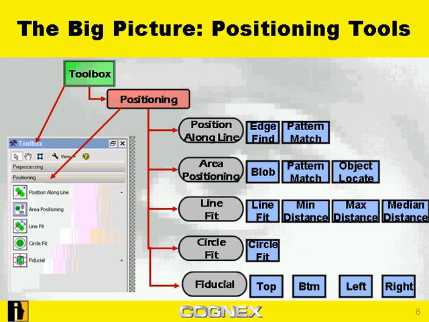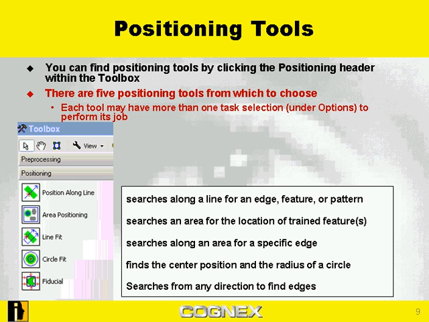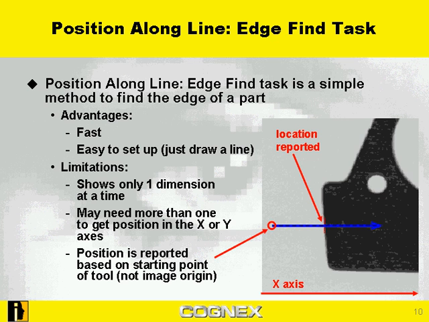We're not going to be able to go into all these in detail today. We're going to try to hit the high points and then put a little more emphasis on the Fiducial tool down here and show you how that works. Again, the way you navigate to them in Intellect is simply click on the positioning header in the toolbox, and then give them a little description here of how these different tools work. I'd rather just show you, so I'm going to click through that.